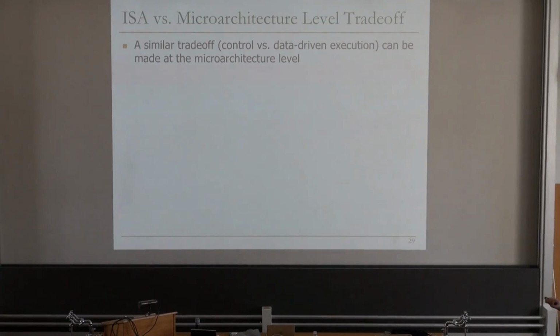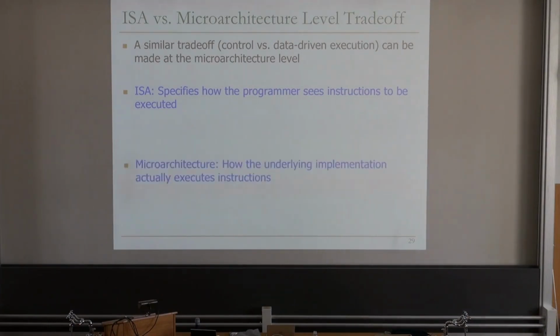A similar trade-off actually exists at the microarchitecture level. Basically, we discussed ISA versus microarchitecture. I'm going to talk about that a little bit more. ISA specifies how the programmer sees instructions to be executed, whereas microarchitecture is how the underlying implementation actually executes instructions. Right. In the microarchitecture, you don't need to obey the ISA as long as you keep the contract. Right. This is a contract.